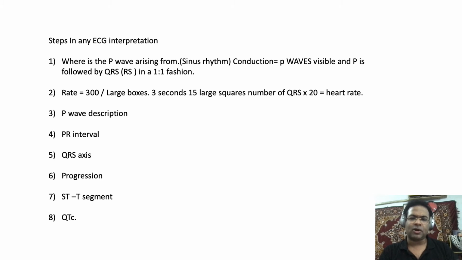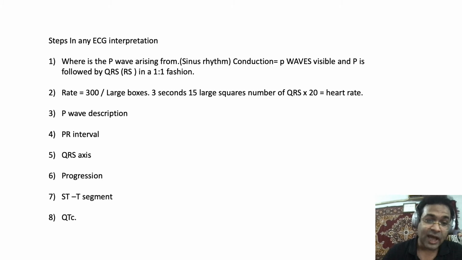The number of large boxes between two R waves is calculated. It's pretty easy to see. 300 divided by that number gives you the rate. If you want to be more accurate, then you can use 1500 divided by the number of small boxes, or I told you another method, that is 15 large squares which constitute 3 seconds. In that, you count how many QRSs are there and you multiply it by 20.